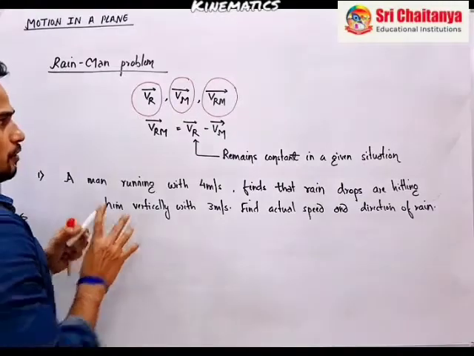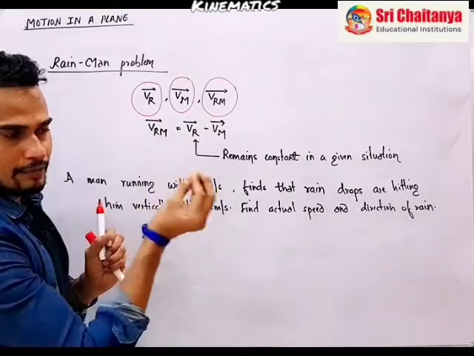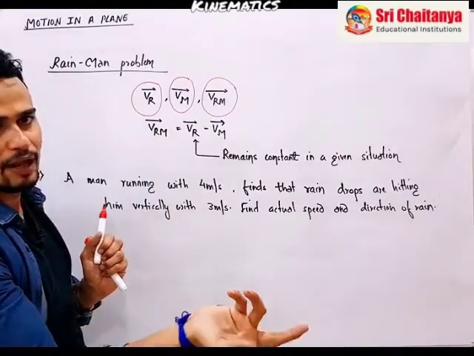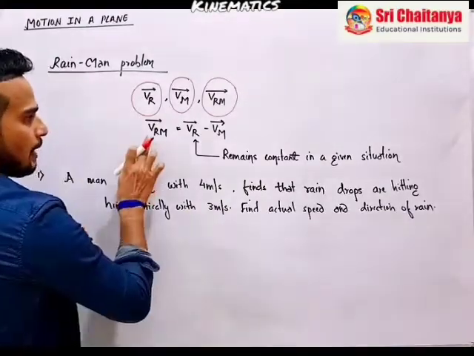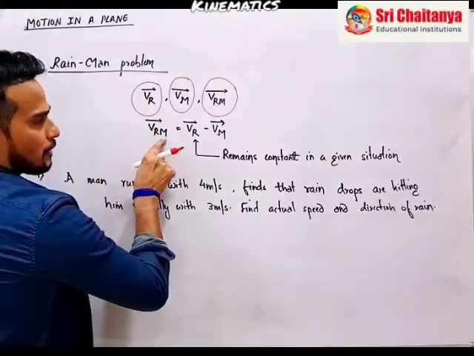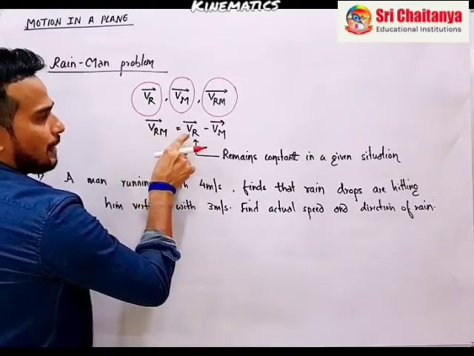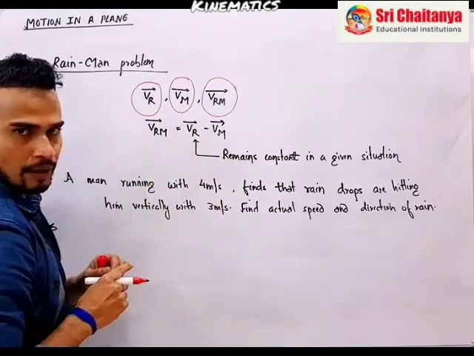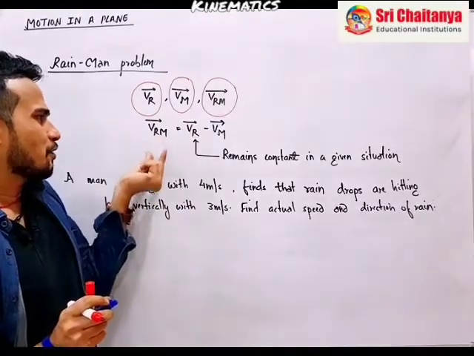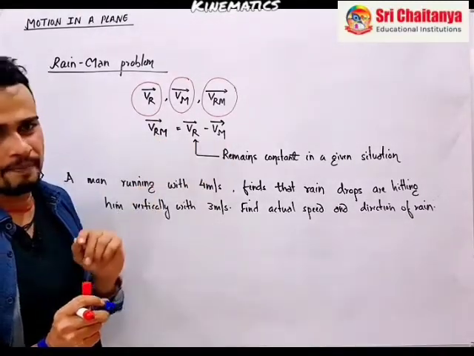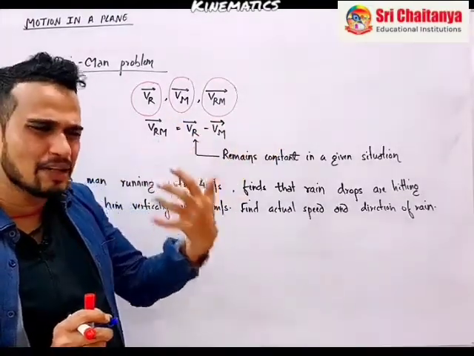Now how will you relate? You know how to find relative velocity. You know VAB will be VA vector minus VB vector. In the same manner, VRM, the velocity of rain with respect to man, will be VR vector minus VM vector. Always remember, this is the relation that you have to use. VRM will be VR minus VM. Now always remember, if man changes his speed, man has control over his speed.